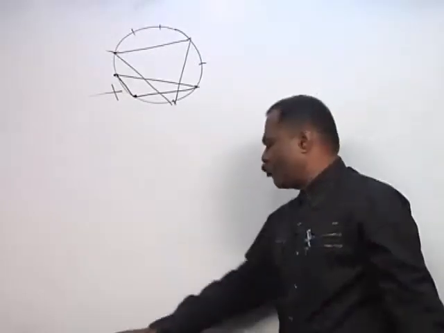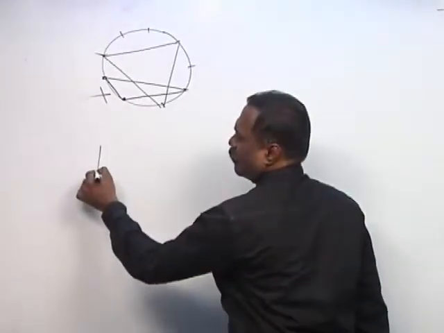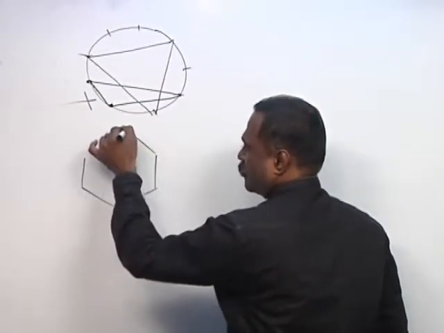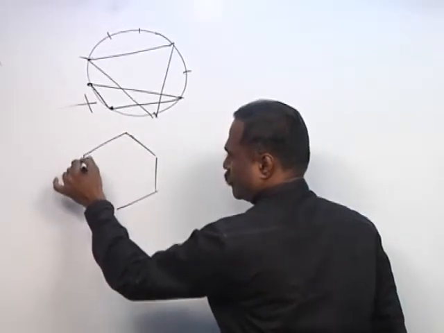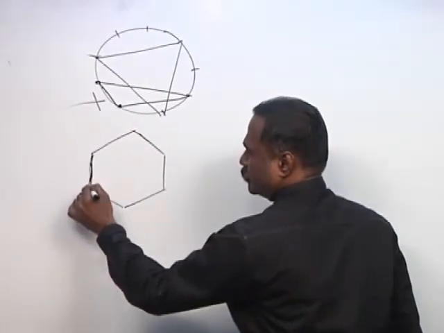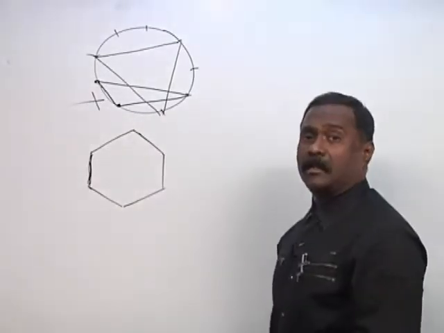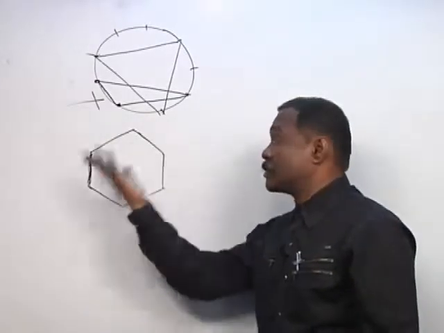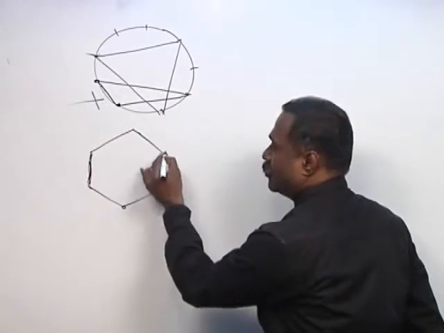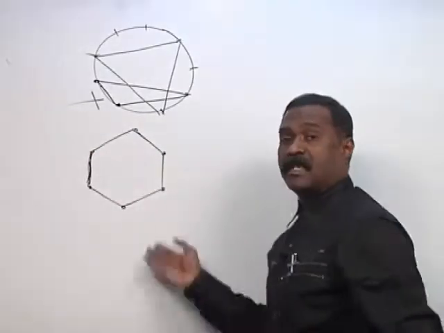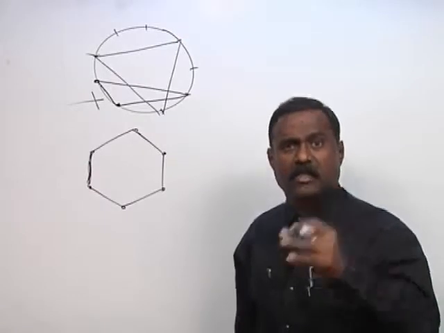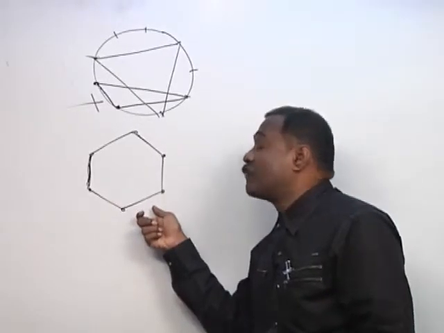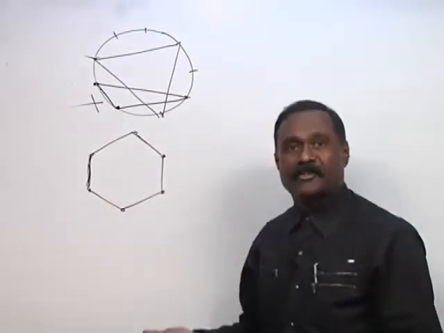For your better understanding, I'll take a hexagon, because in a hexagon you can clearly construct such triangles. Hexagon, how many sides does it have? 6 sides. How many vertices? 6 vertices: 1, 2, 3, 4, 5, 6. Now, how many triangles can be formed in such a way that no side of the hexagon should be the side of the triangle?